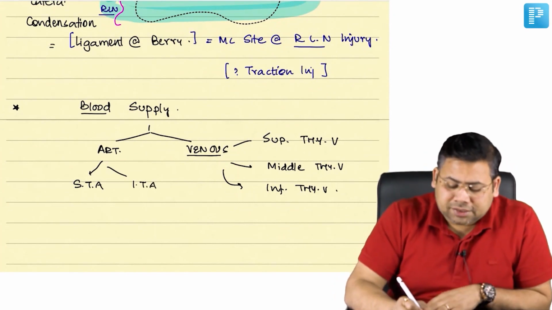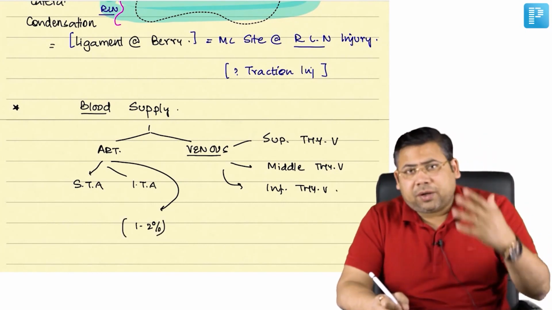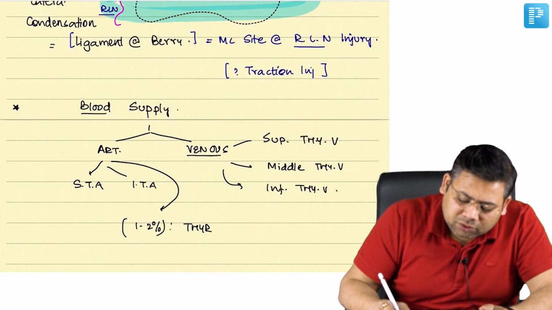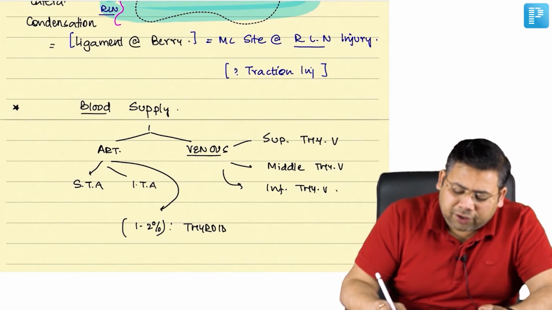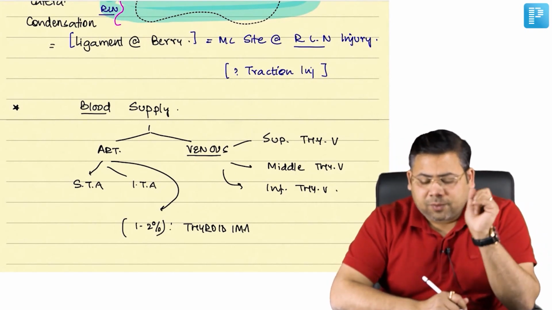In some cases, 1 to 2% of cases, there may be a direct branch from the aorta, and what is that known as? Thyroidea ima. There are two terms for this. Thyroidea ima is a direct branch from the aorta.